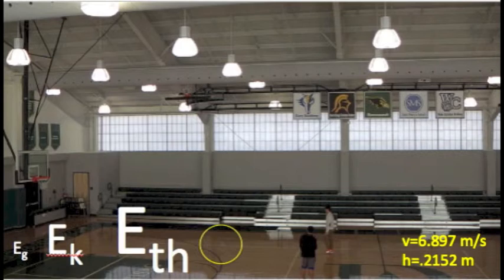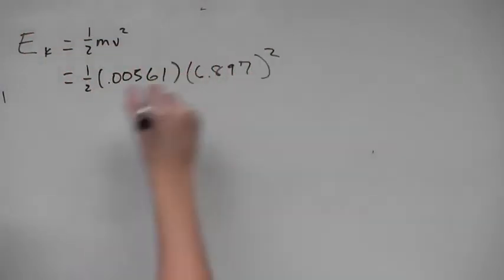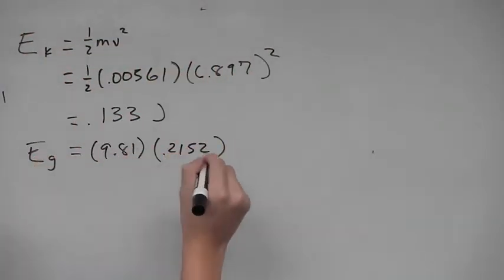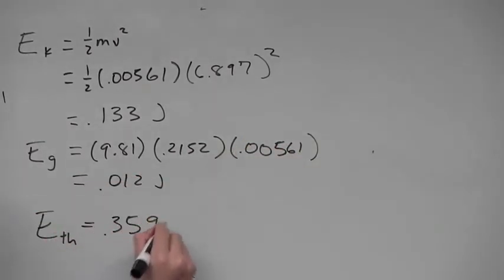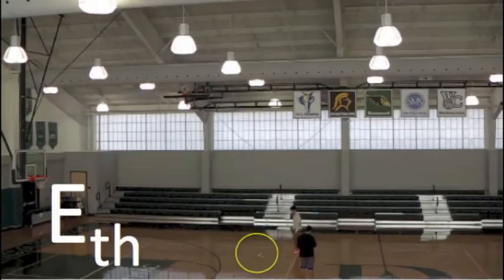Near the bottom of the flight, there's a tiny gravitational energy and some kinetic energy, but most of the glider's energy has become thermal energy. Here are the calculations for the 3 present energies, and once again, they add up to 0.504 joules. Now it is clear that air resistance has had a large effect on the glider's flight. At the end of its flight, all the glider's energy has transferred to thermal energy.